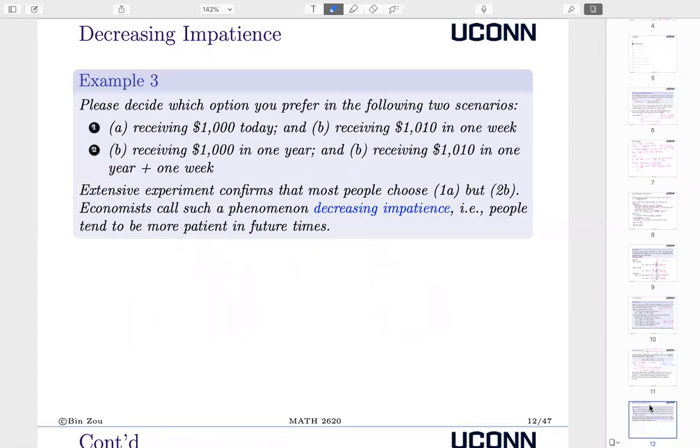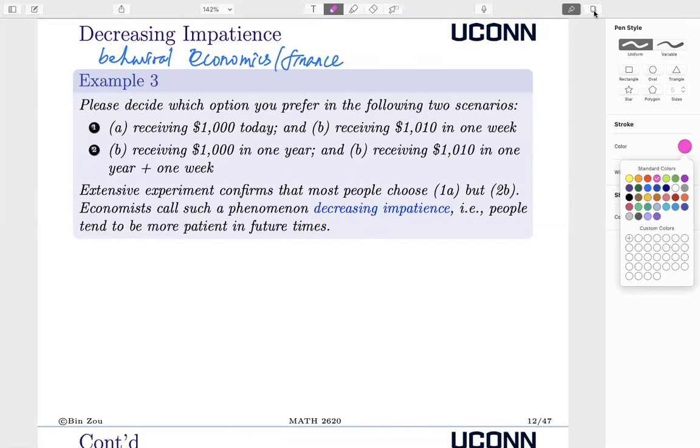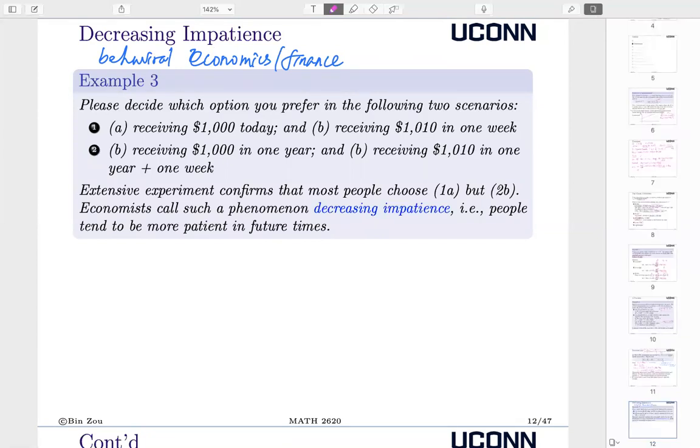Next is decreasing impatience. I believe this is not an undergraduate topic. Nowadays we call this behavioral economics and finance. Behavioral economics or behavioral finance actually studies how human psychology affects different decisions in economics and finance. Okay, we use this example to demonstrate a rather important concept.